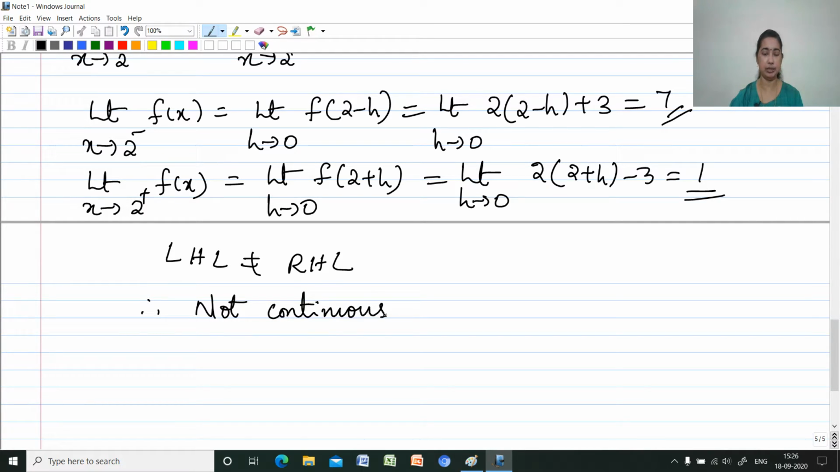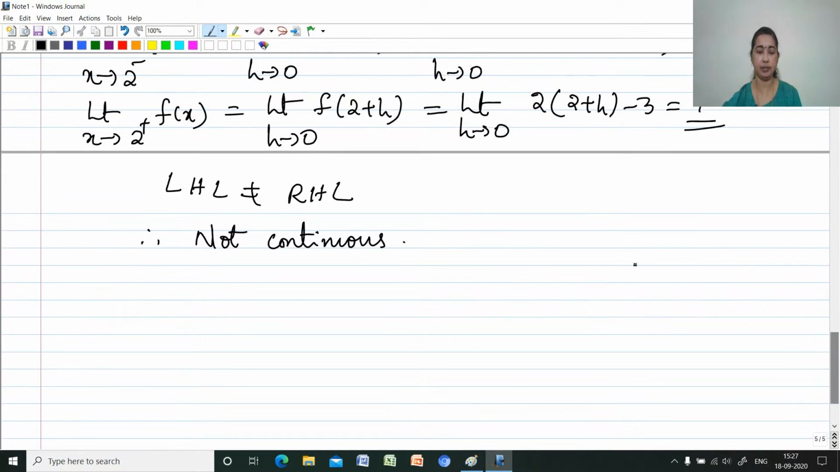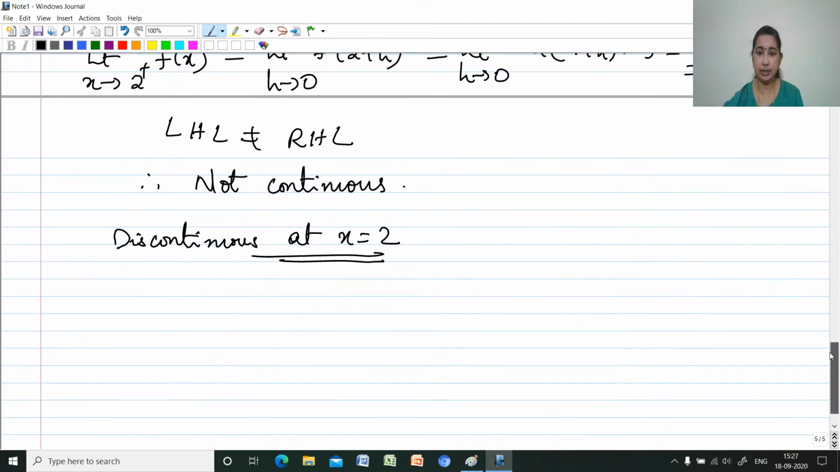But in the question it is asked to find all points of discontinuity. So it is discontinuous. Discontinuous at which point? At x equal to 2. Okay. So this is a way in which you have to check whether it is continuous or not.